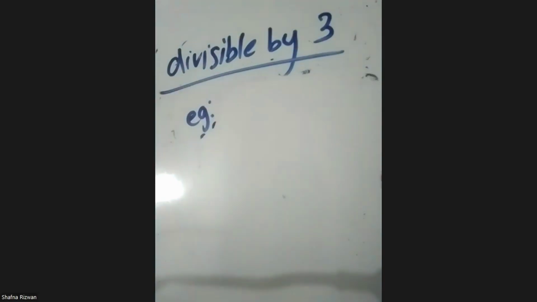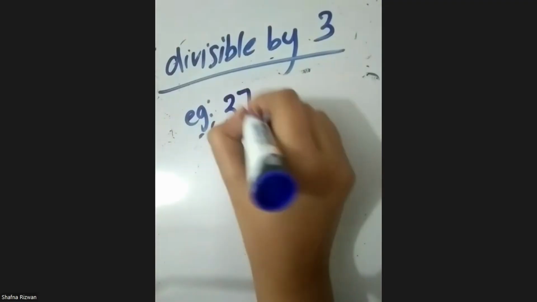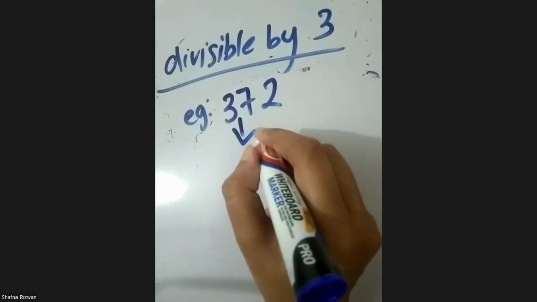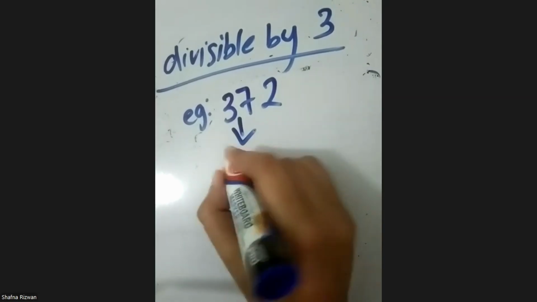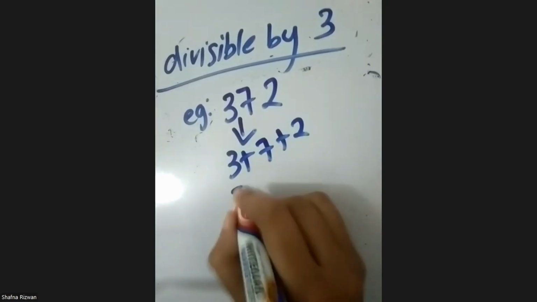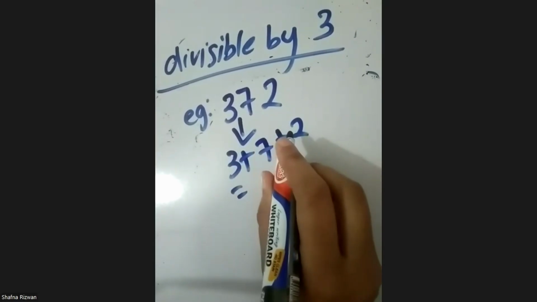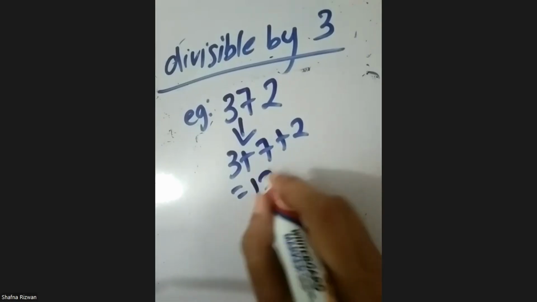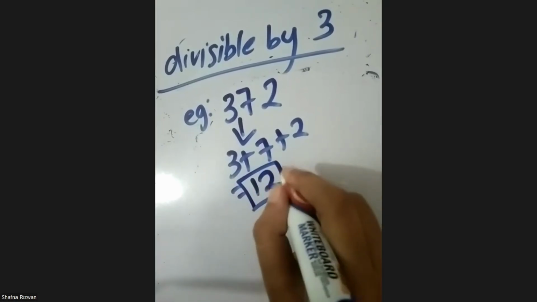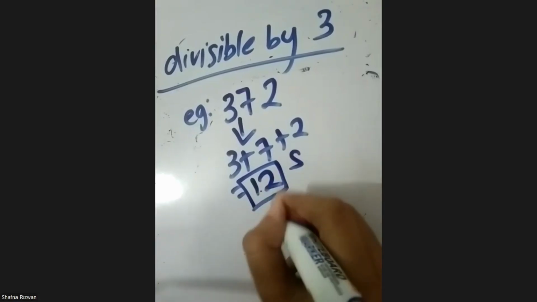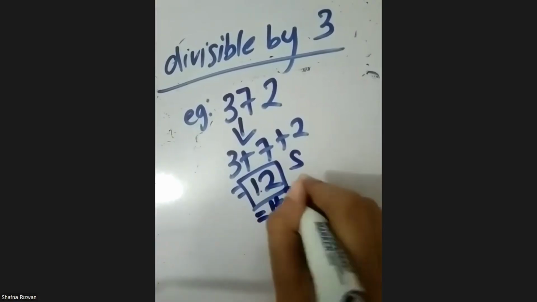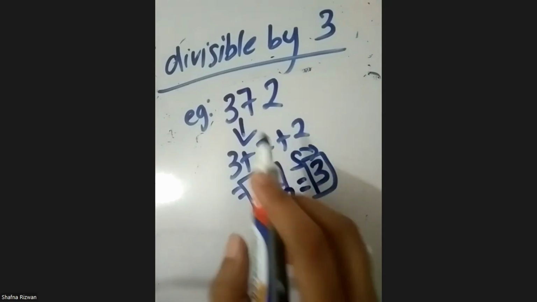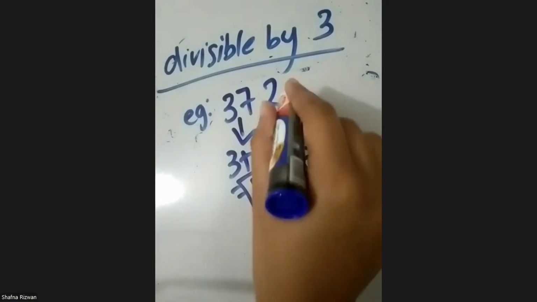Okay, now let's do some examples. I'm going to take 372. This is a big number. How can you find whether this number is divisible by 3 or not? Let's find the digital root first. Let's add 3 plus 7 plus 2. 3 plus 7 is 10. 10 plus 2 is 12. So 12 is the digital root. Am I right? No, guys, it's not. Why? Because 12 is a double digit. I want a single digit. So 1 plus 2 will give you 3. Then only you get a single digit, which is 3. So this is the digital root of the number 372. So now what should you do?